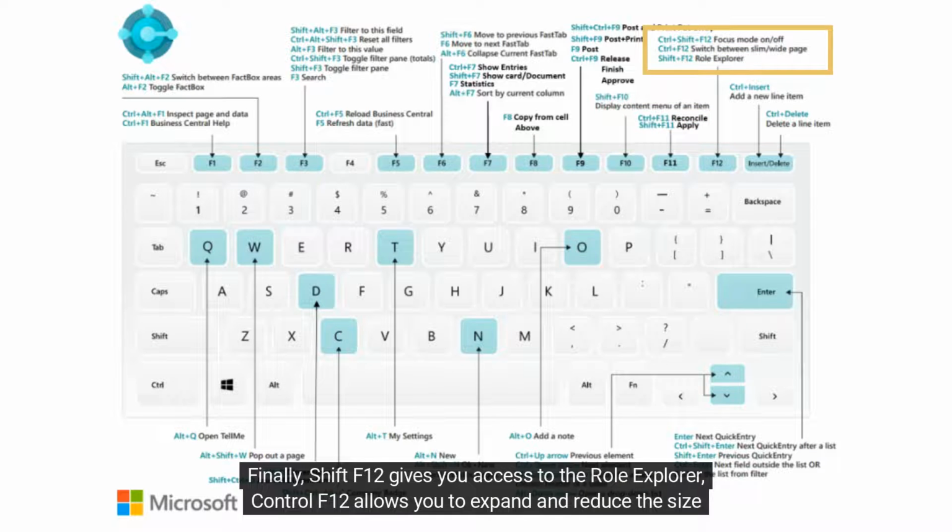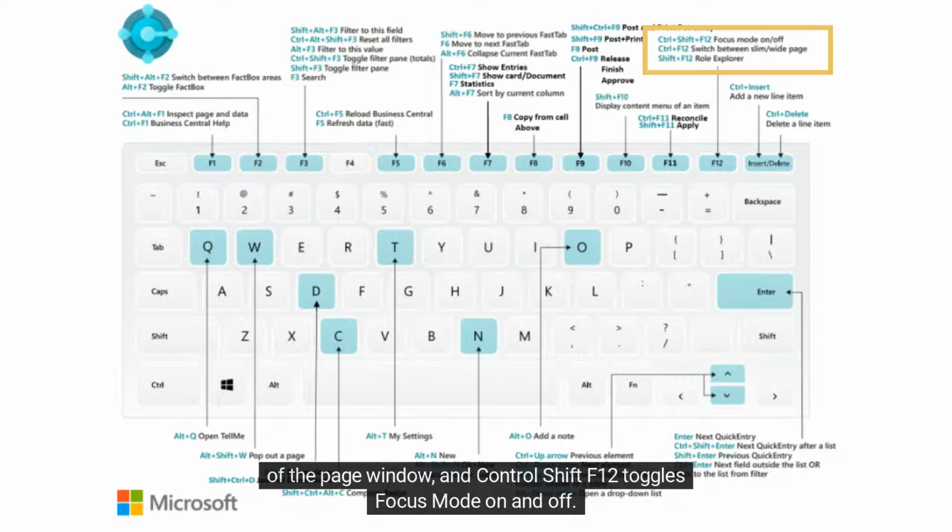Finally, Shift F12 gives you access to the Role Explorer, Control F12 allows you to expand and reduce the size of the page window, and Control Shift F12 toggles focus mode on and off.